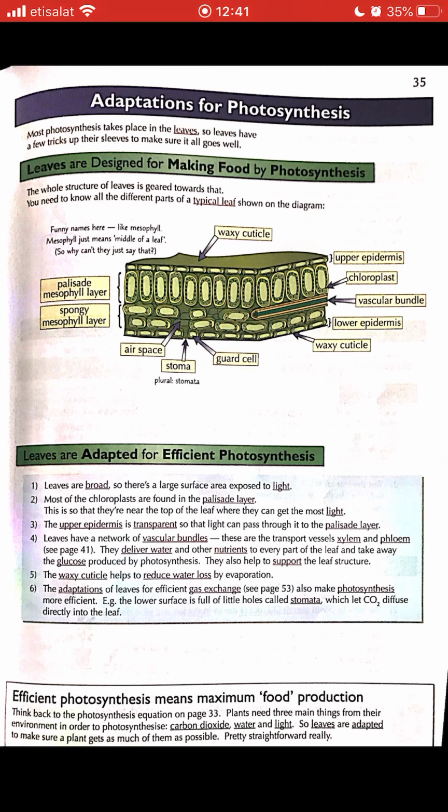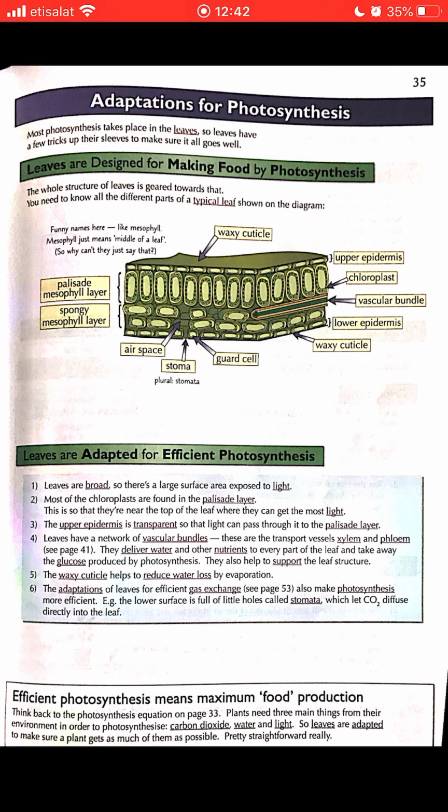So leaves themselves are typically broad, so they're quite wide. So you're giving yourself a large surface area to expose to light. If all your leaves are really thin, then you're obviously going to need a lot more of them than if you had really broad ones. Most chloroplasts are in that palisade layer, the palisade mesophyll layer, which is located near the top of the leaf. They're there because that's where they can get the most sunlight. The upper epidermis, that very thin top layer, is transparent, so it's see-through, so light can pass through it easily to the palisade layer.